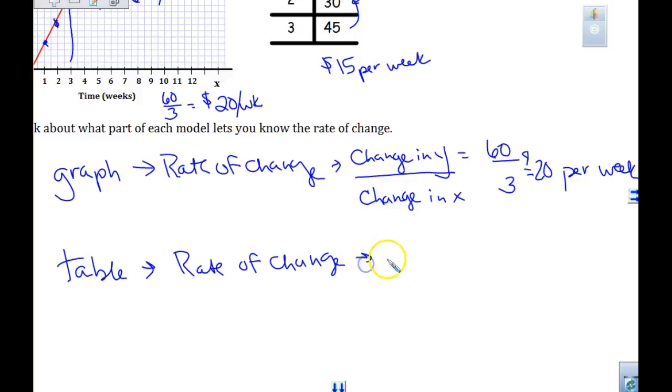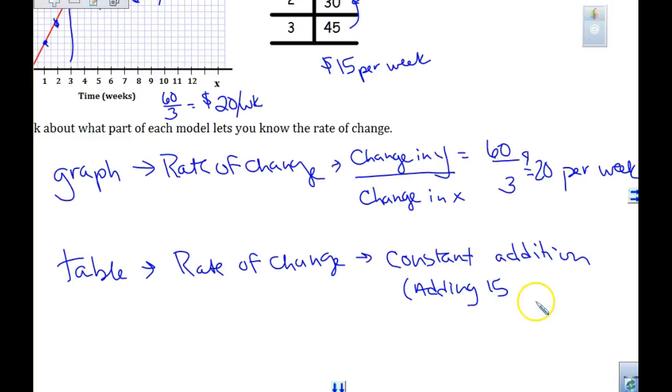When you look at that table rate of change, it is the constant addition. In our case, we were adding 15 each week. So that's how they came up with, for our table, $15 per week. Again, labels with the dollars, label with the word. Just putting a 15, I need you to write how you're finding this constant addition, that part that you're putting down there, okay?